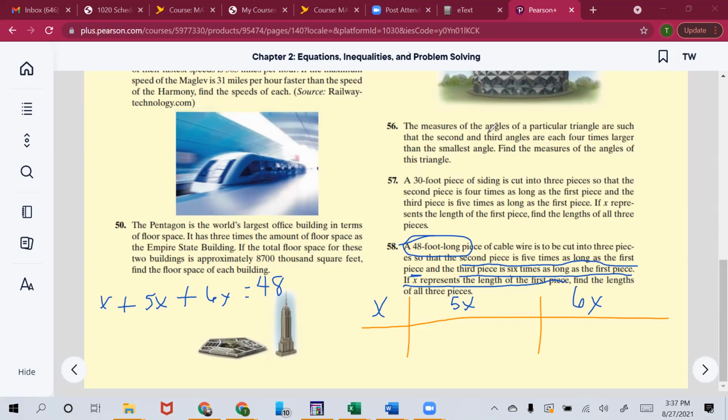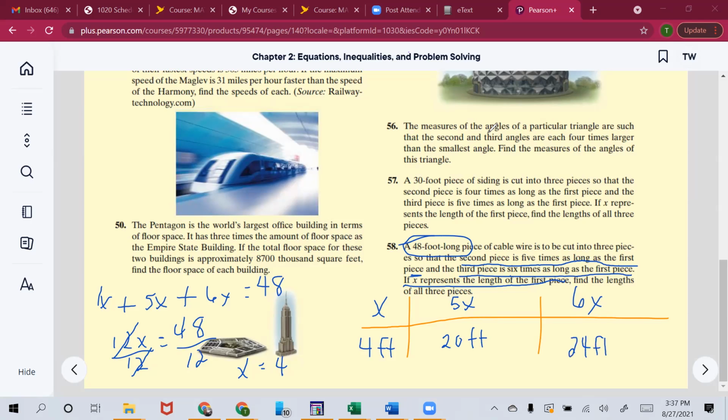If I do x plus 5x, remember this has got a 1, so 1x plus 5x is 6x, and 6x plus another 6x is going to be 12x. So we get 12x equals 48. To solve this, I'm going to divide both sides by 12. And if I do that, I'm going to get x equals 4. So my first piece is going to be 4 feet. My second piece is going to be 4 times 5, because it's 5x, which is 20 feet. And my third piece is going to be 6 times 4, which is 24 feet.